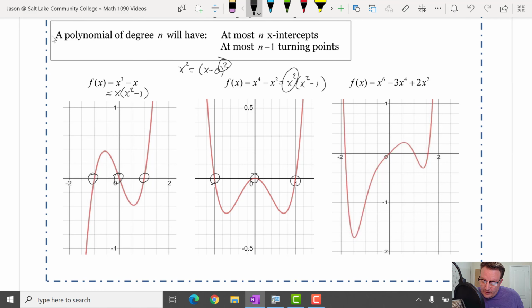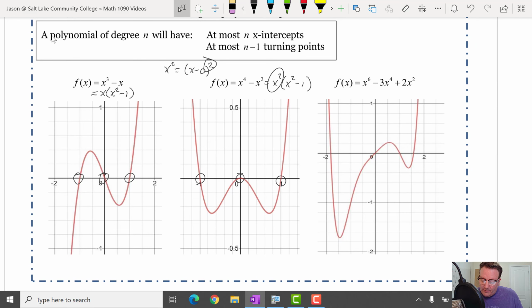Let's look at this third example graph here. We have x to the 6th minus 3x to the 4th plus 2x squared. Well, clearly I could factor x squared out.